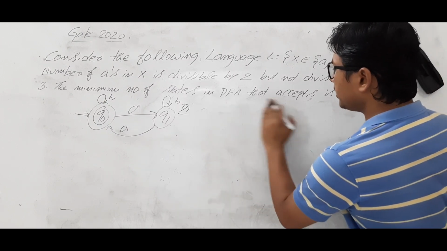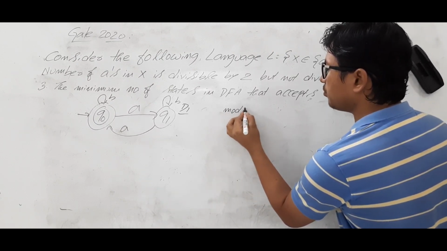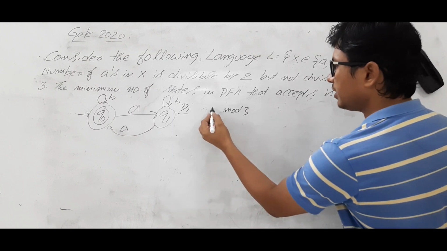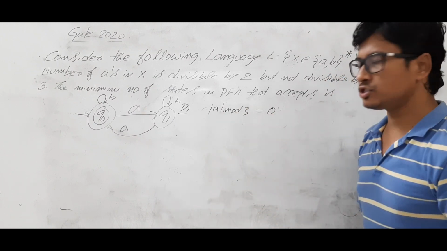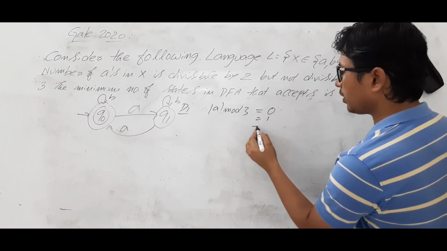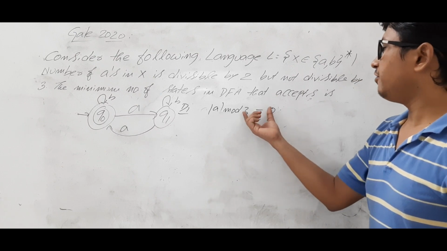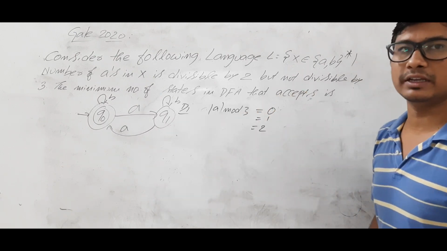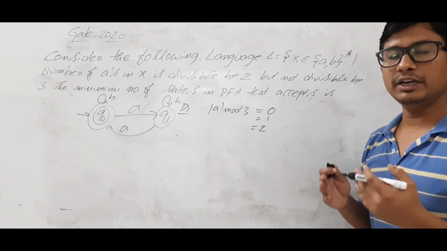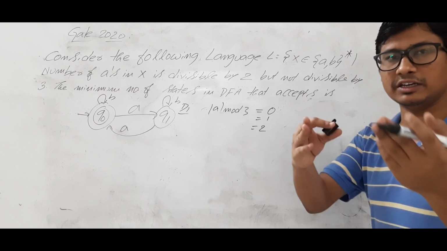If the number of A's is divisible by 3, what are the remainders I will get? If I do mod 3 on the number of A's, I can get the remainder 0, I can get the remainder 1, or I can get the remainder 2. But if I get the remainder 0, then I can say it is successfully divisible by 3. Am I right or wrong? Any number, if I divide it by any other number and I get 0, I will say that it is successfully divisible.